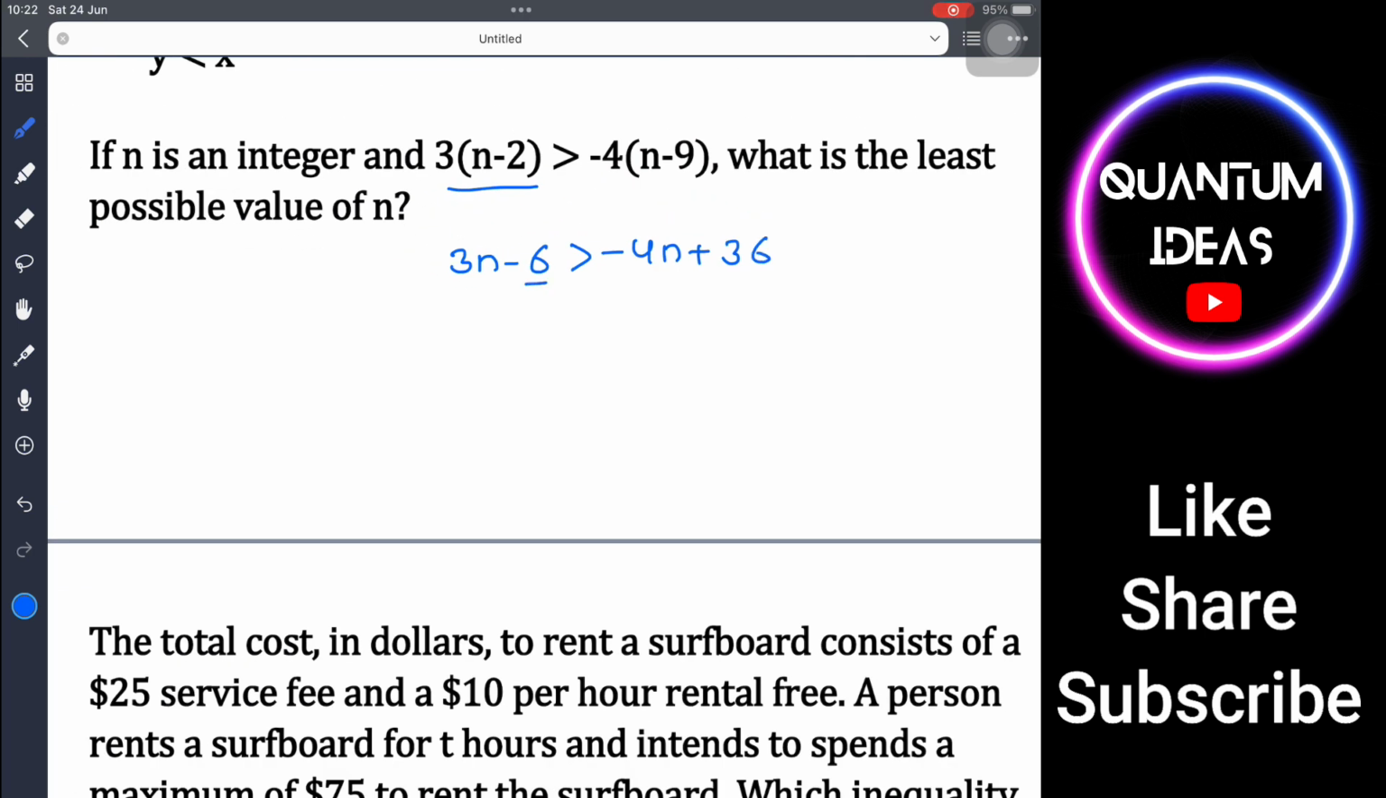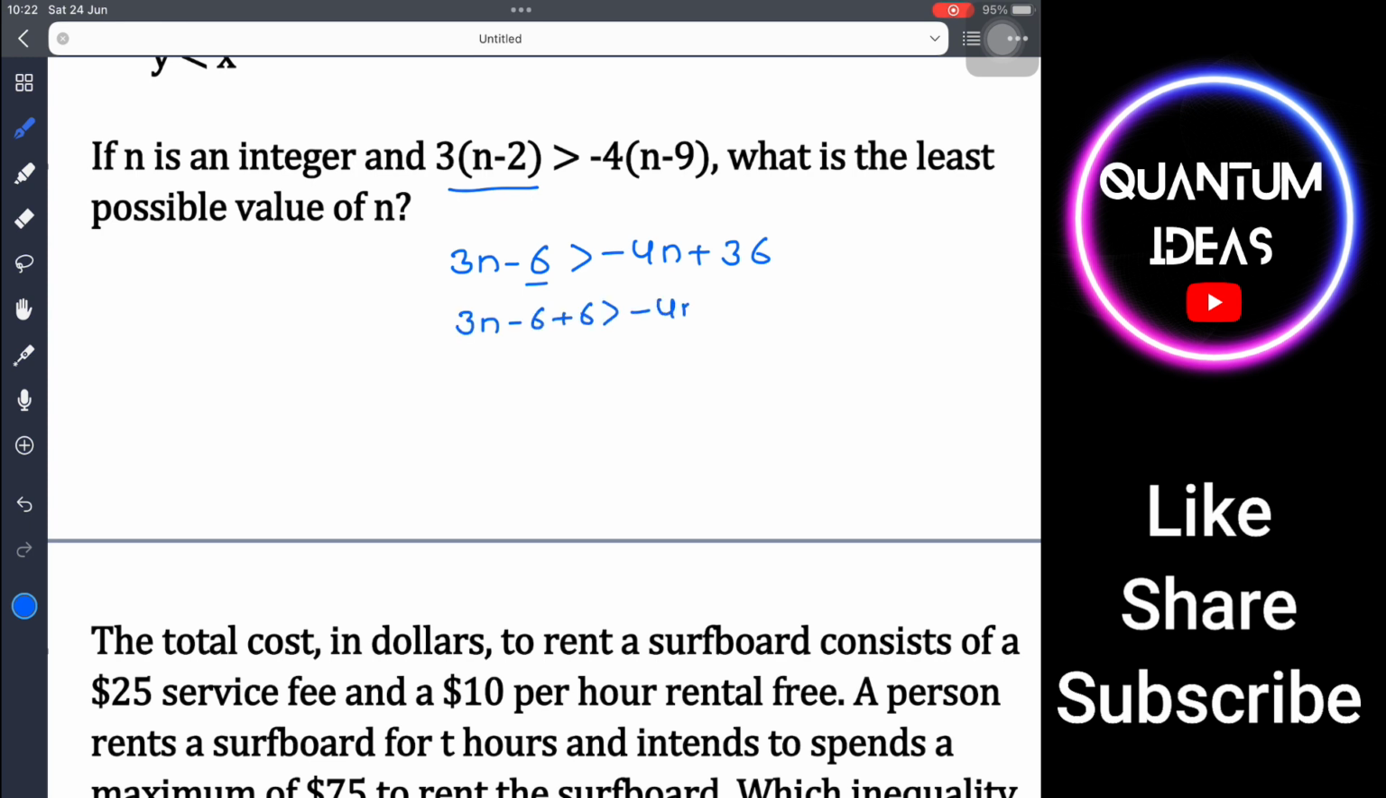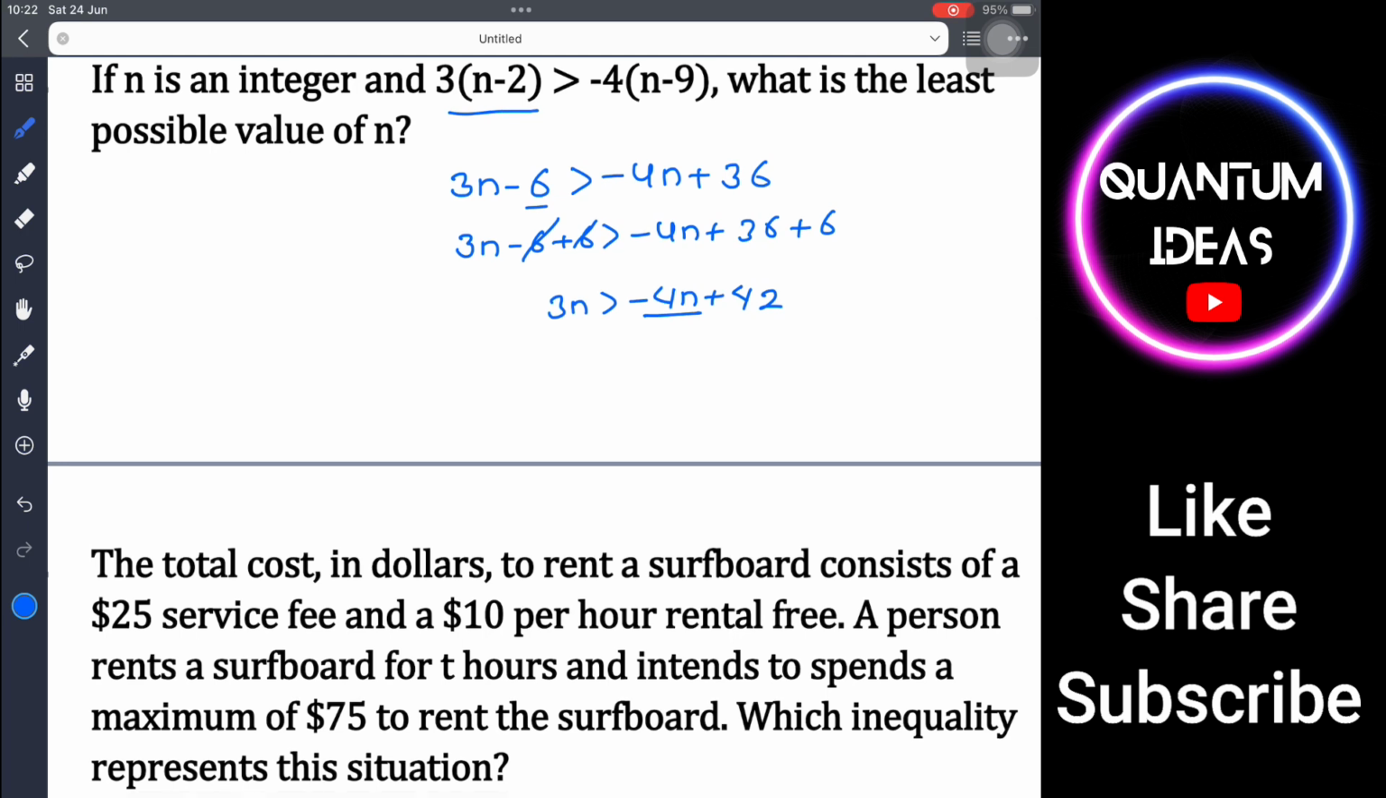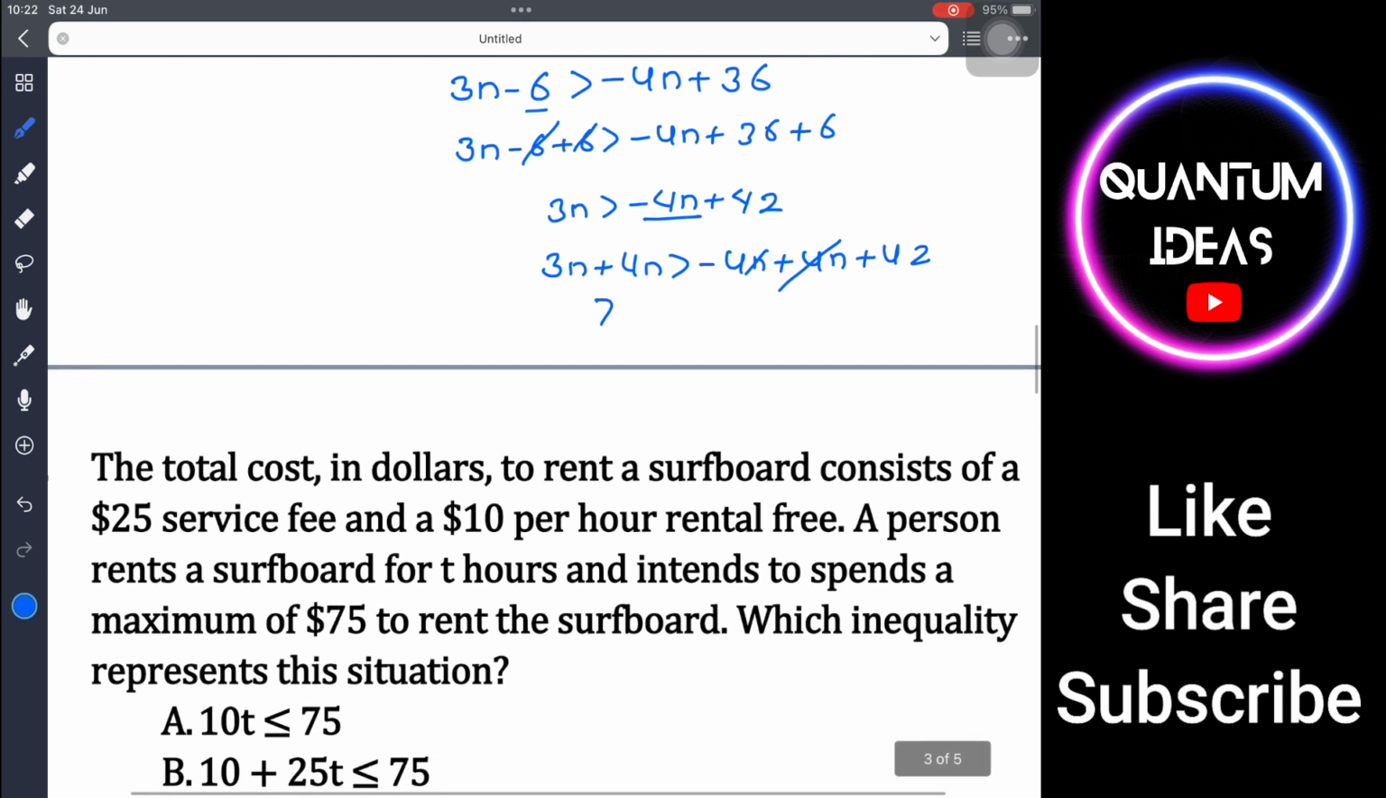So let's remove 6. So we have to add 6 on both sides. Minus 6 plus 6, 4n plus 36 plus 6. So this is gone. So this 3n is greater than 4n plus, sorry, here is plus. So 36 plus 6 is 42, right? Now what we can do, we can remove this minus 4n by adding 4n on both sides. So 3n plus 4n is greater than minus 4n plus 4n plus 42. So this is gone. So 7n is greater than 42.